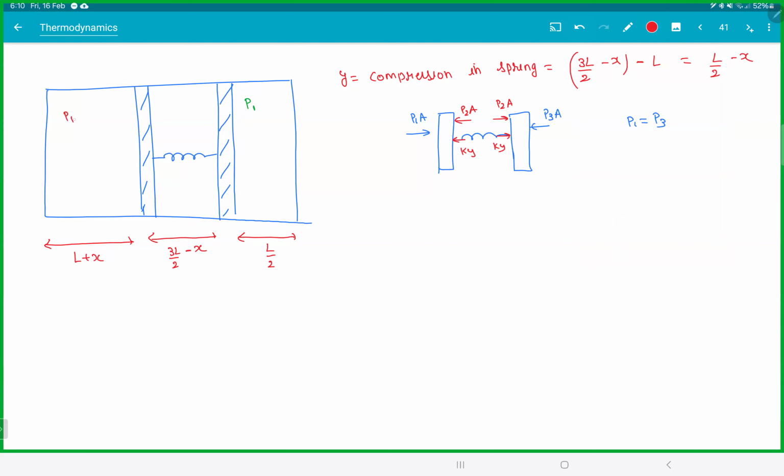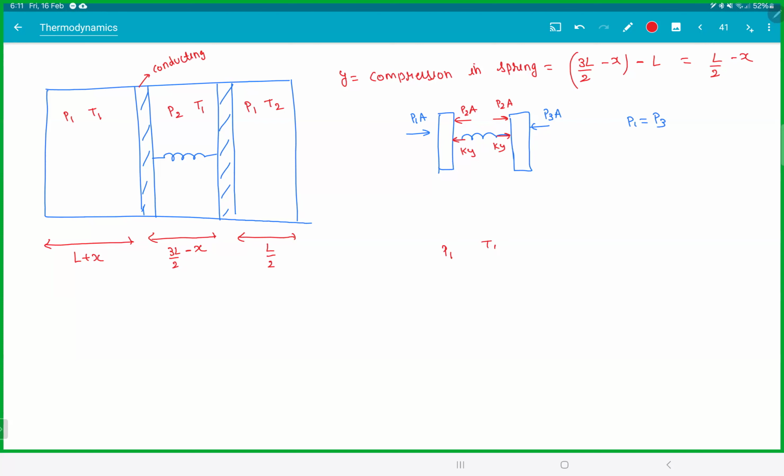So if this is P1, this must be P1. If this is T1, this must be T1. Why? Because this is a conducting piston, temperature will be same on both the sides. That's what I'm saying. Putting the data properly is the most important thing. Equations will come later. Let this pressure be P2 and let this be T2. Check. Any doubts here?